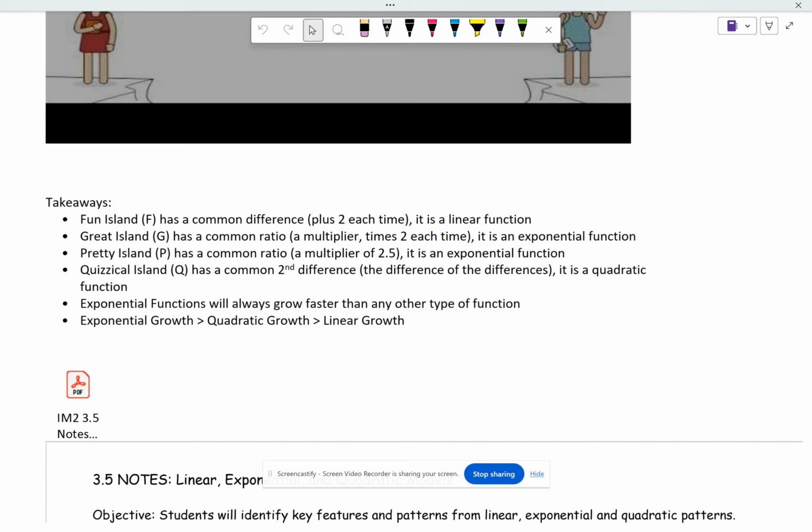And then Q is the parabola, and we have what is called a common second difference. The video called it the difference of the difference. It could also be called the second difference. It means the exact same thing.